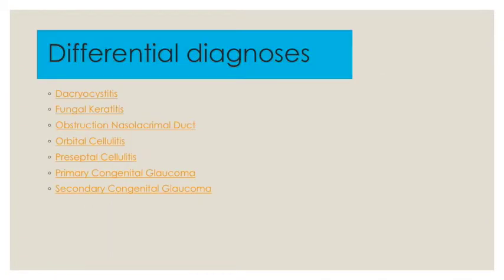Differential diagnosis should be made. It should exclude the other potential causes of acute red eye, such as preseptal cellulitis or orbital cellulitis. Congenital dacryostenosis is another condition to consider in the differential diagnosis of neonatal conjunctivitis, etc.